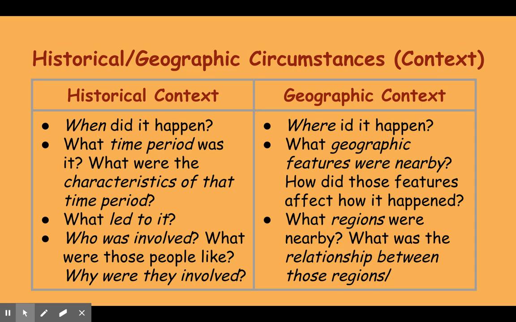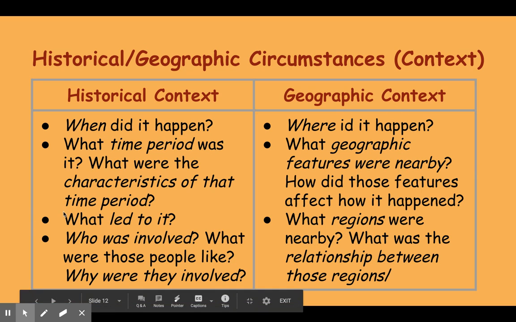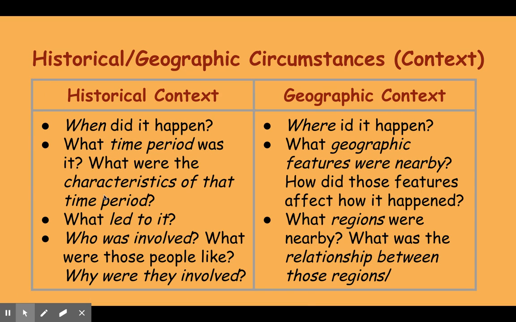If they ask you the geographic context of an event, that should say where did it happen? So it's about geography. So where did the event happen? What geographic features were nearby and how did these features affect how it happened? What regions were nearby and what was the relationship between those regions? So geography is in this part, geographic context, while the history behind it is in historical context.